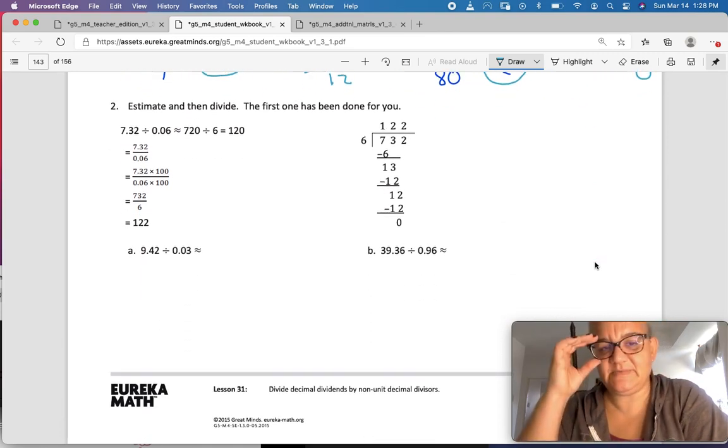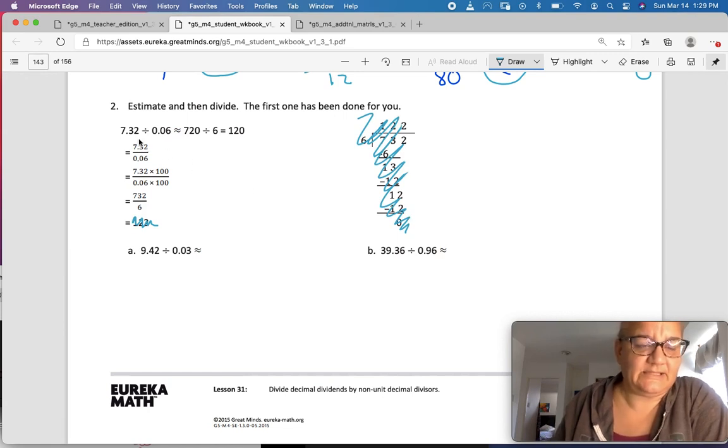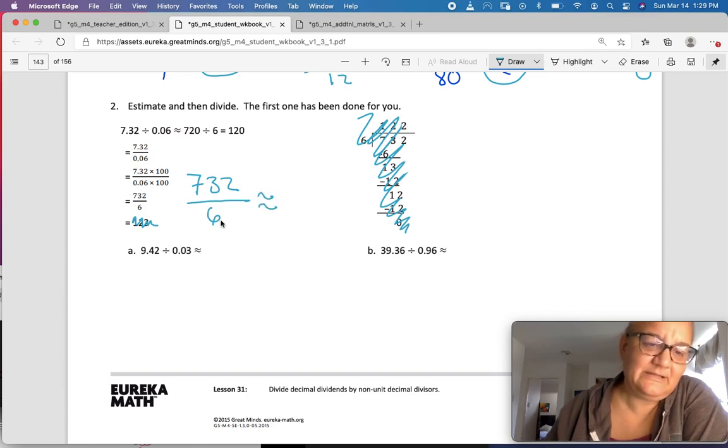Estimate and then divide. The first one has been done for you. Okay, so I'm going to erase this for right now because I don't want you to see it yet. Okay, so 7 and 32 hundredths divided by 6 hundredths. Okay, so here's that. And then they multiply by 100 to change it to 732 over 6. Okay, so my estimate here, well, that would be 100. But then they would have 130 left over, which would be close to 2. So I'm going to say 120 is my estimate.